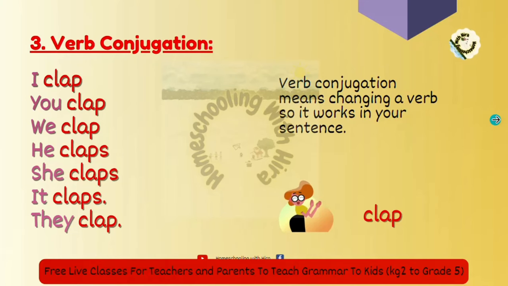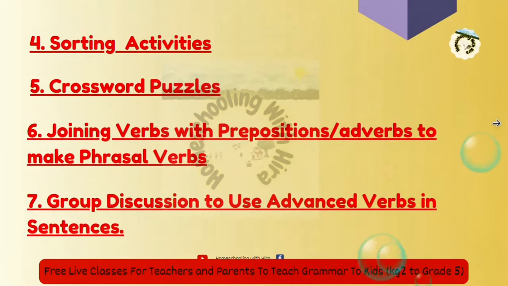So you can also have the verb conjugation game. Along with this, you can have some sorting activities. It means that you can have some slips with you on which you can write some nouns, some pronouns, and some verbs, and can set a timer that children need to sort out verbs, pronouns, and nouns. You can also make crossword puzzles on Canva or with any other AI tool. If you want to learn Canva, please check out the description box. There you will find a complete course on how you can create teachers resources with the help of Canva. So you can also make crossword puzzles for verbs or for any other parts of speech as well.